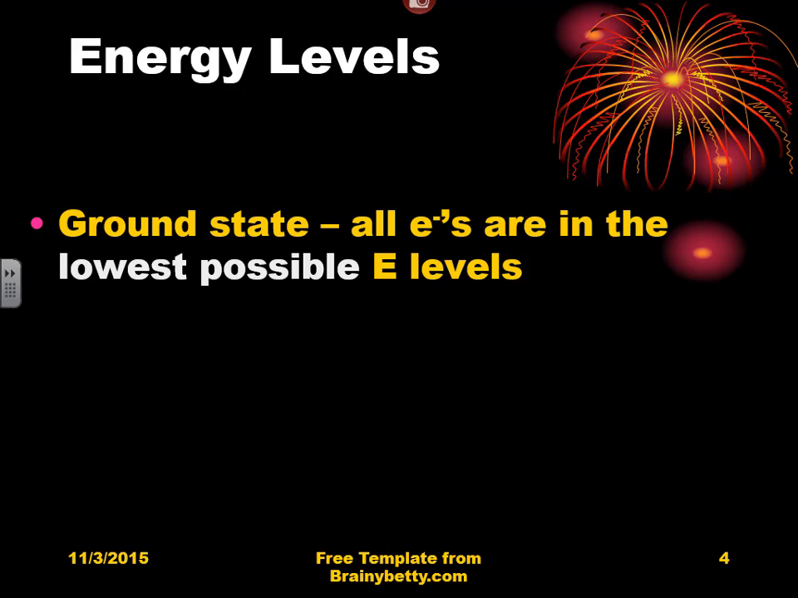If you have an atom that has all of its electrons in the ground state, that means all of those electrons are as low in energy as they can get. They are in the lowest possible energy levels. So the first energy level is filled up, then the second one is filled up, then the third one, and so on. They are as low as they can get.